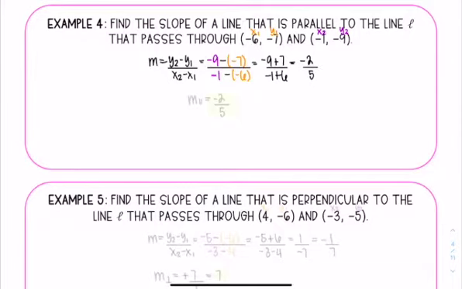And so parallel lines have the exact same slope. We usually indicate this with 2 vertical lines to say it's parallel. They have the exact same slope, so that means that they are both -2/5.